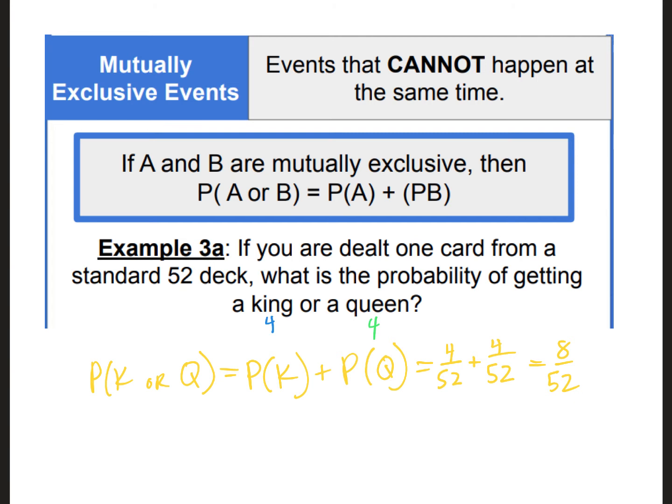To simplify, I can divide those both by 4. And when I do that, 8 divided by 4 is 2, and then 52 divided by 4 is 13. And that's my final answer, 2/13. Let's go ahead and look at 3B.